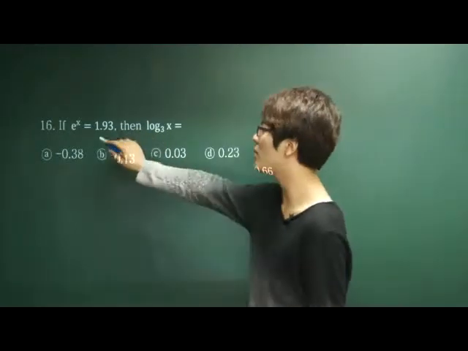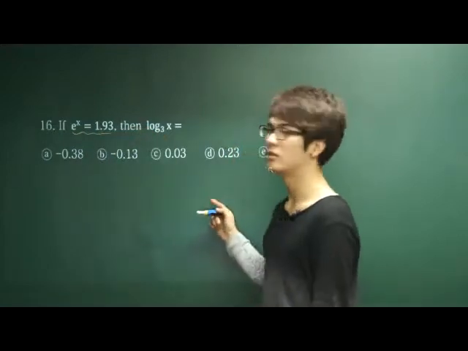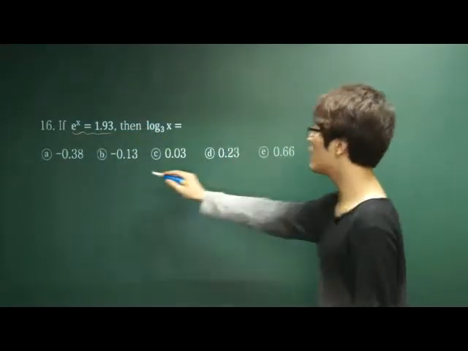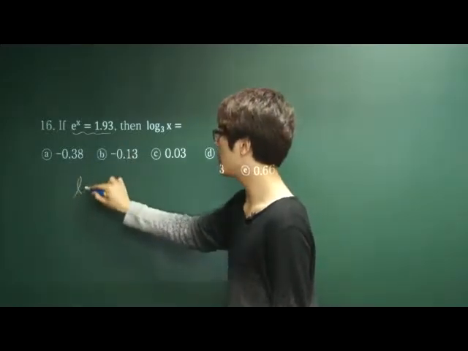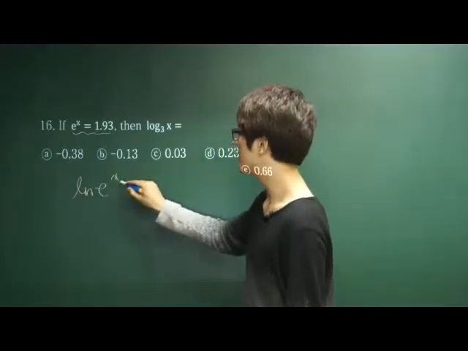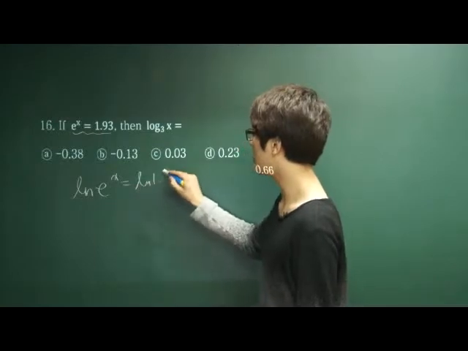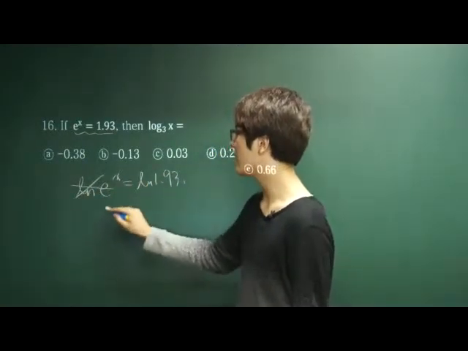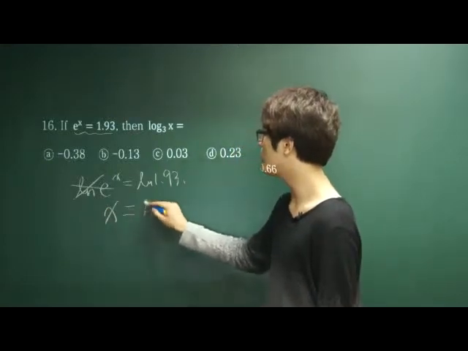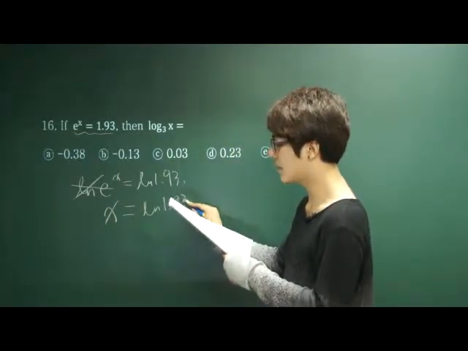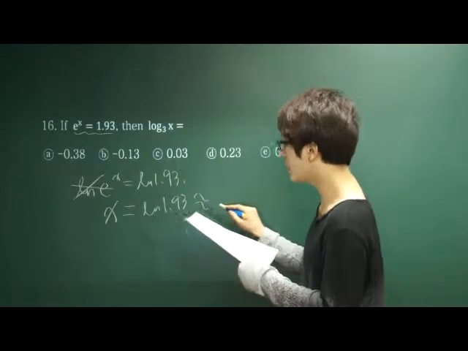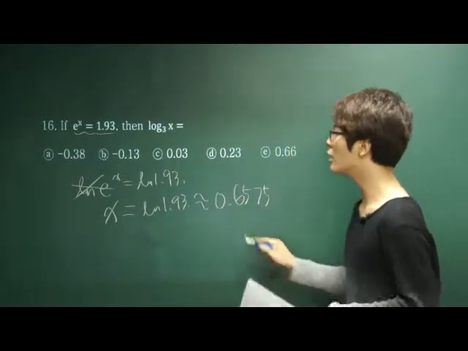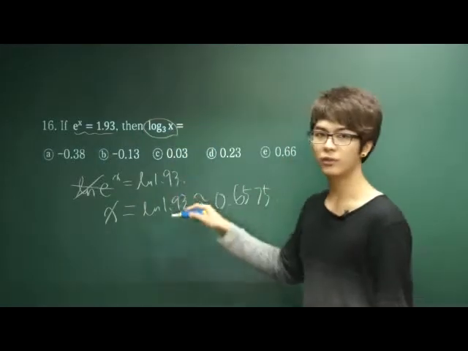Okay, for this kind of problem, what should we do? Right, we should apply ln to both sides, right? So if you apply ln to both sides, what do we get? ln e to the x power is equal to ln 1.93, right? ln and e cancel out, and we're left with x is equal to ln 1.93, right? This is approximately equal to 0.6575.